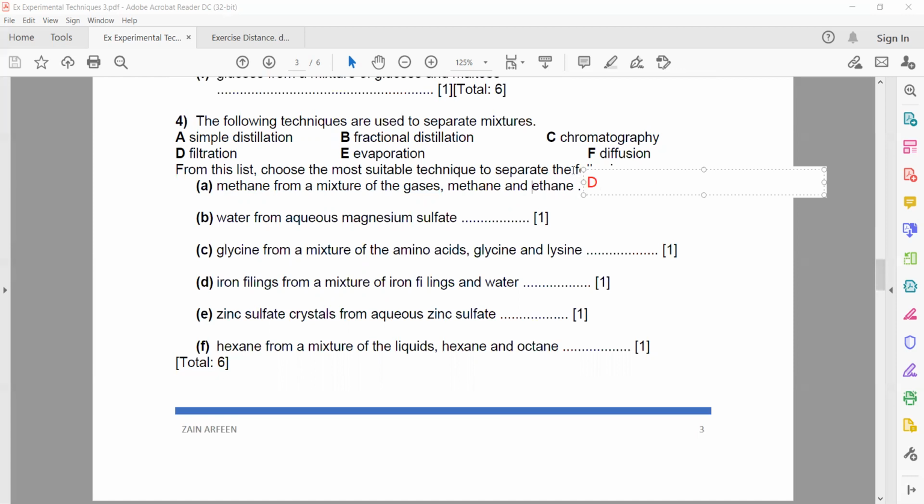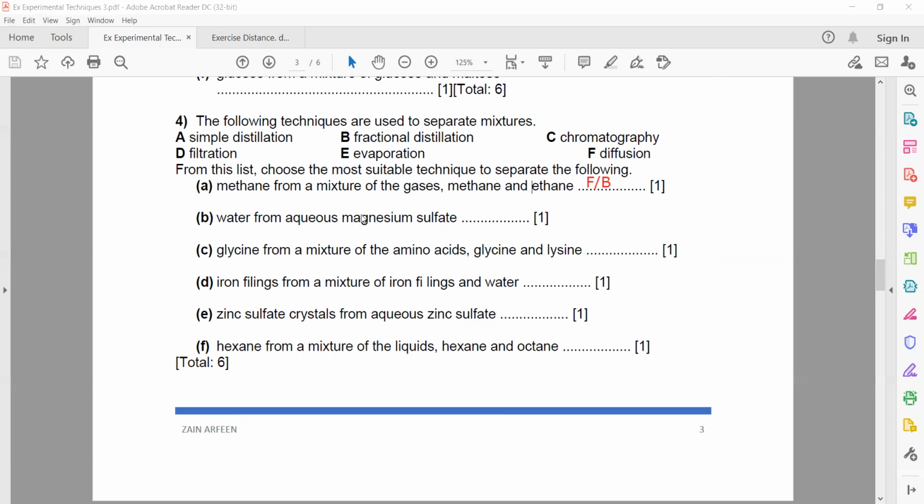So diffusion is F, or it can be fractional distillation, so it can be B. So both are possible, but you don't have to write both of them. Any one of them. Sorry, diffusion is F, and fractional distillation is B. So it can be F or it can be B.